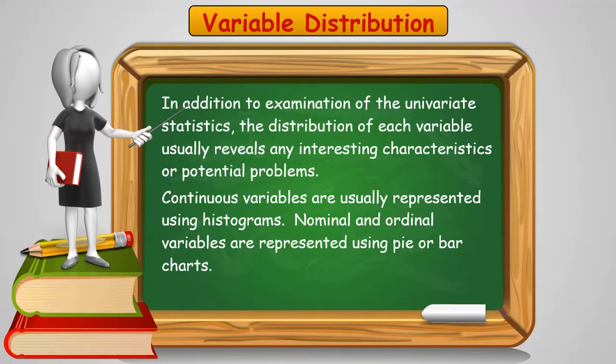In addition to simply understanding the univariate statistics, we also like to look at each variable and understand any interesting characteristics and problems associated with it by looking at the distribution. Now, continuous variables are usually represented by histograms, and nominal and ordinal variables are usually represented by pie charts or bar charts that sum up their values.